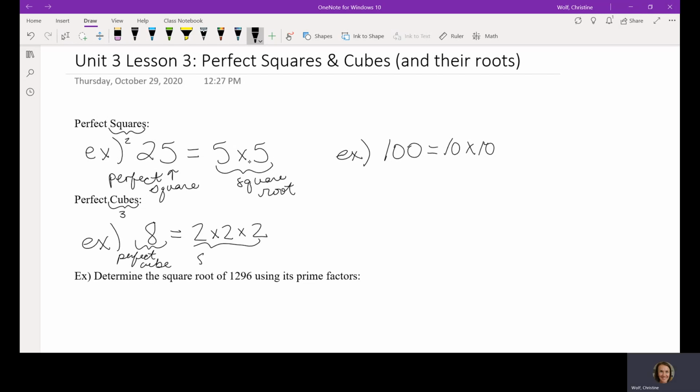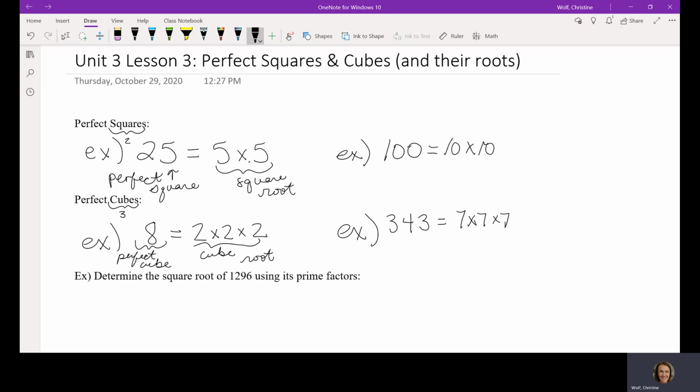And the 2 is, oh shoot, not square root. The 2 is the cube root. So the cube root of 8 is 2. Another example of a perfect cube would be 343. The reason 343 is a perfect cube is because 7 times itself 3 times gives us 343. So 343 is the perfect cube and 7 is the cube root.